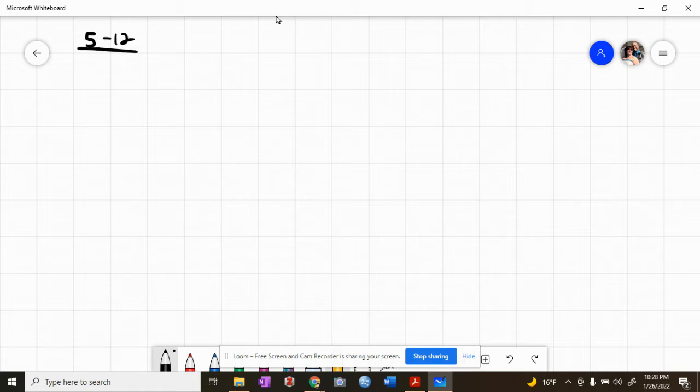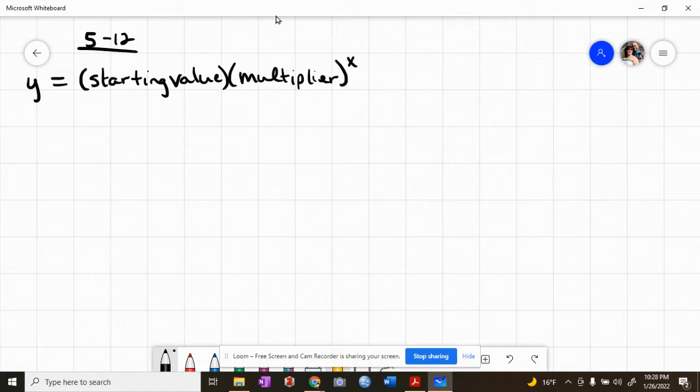All right. So our general function, our general equation for our exponential functions is y equals our starting value times the multiplier, that's your growth or decay factor, to the power of x. So we are going to rewrite this using some more common variables. A is our starting value, b is our multiplier.